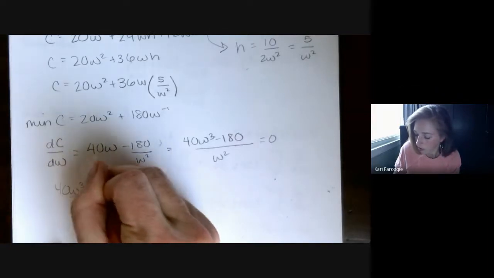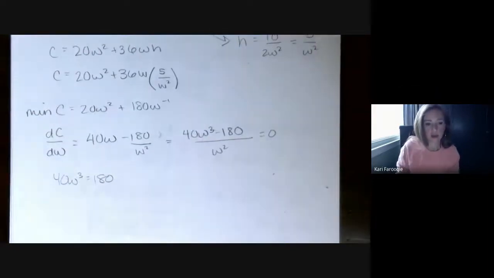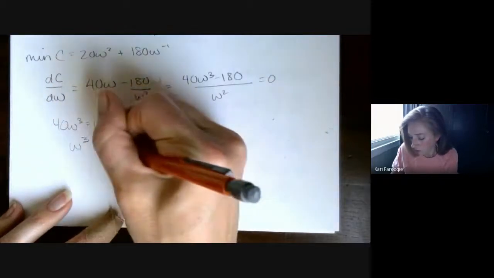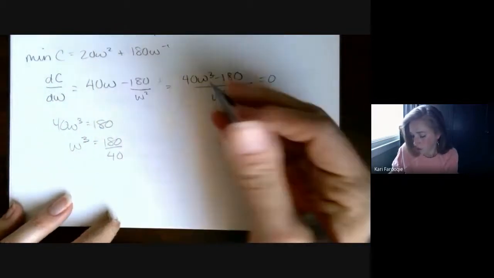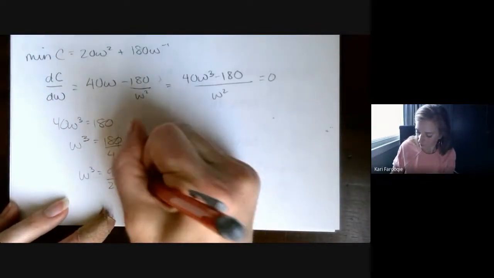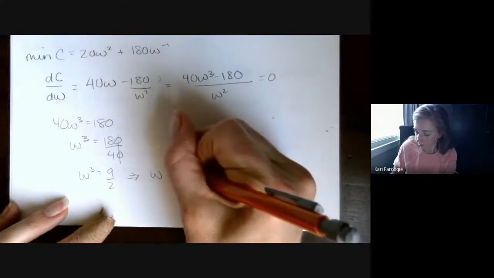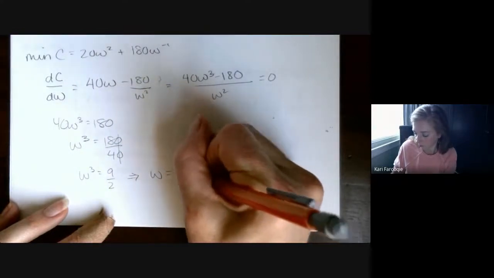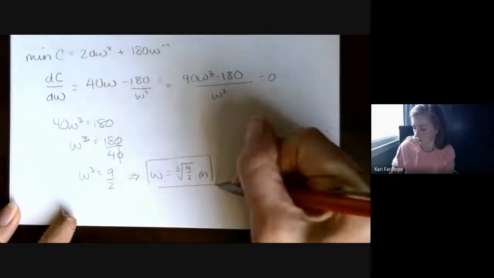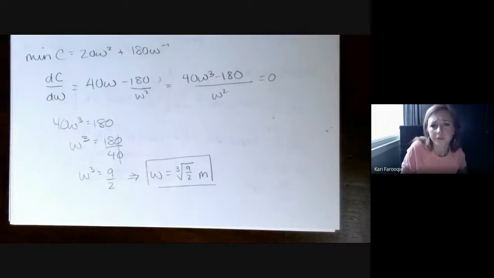So we'll have 40w cubed is 180. w cubed is 180 divided by 40. 18 divided by 4 is 9/2. And then w is going to be equal to the cube root of 9/2 meters.